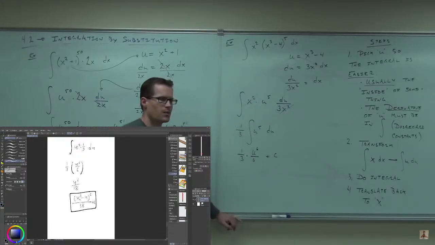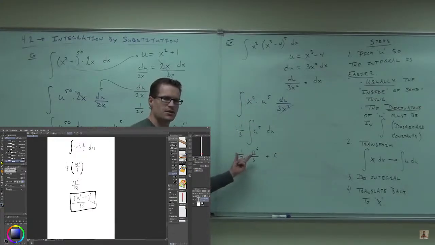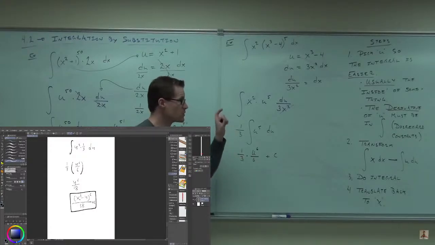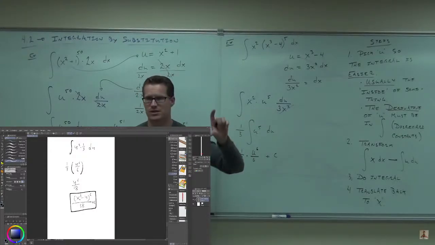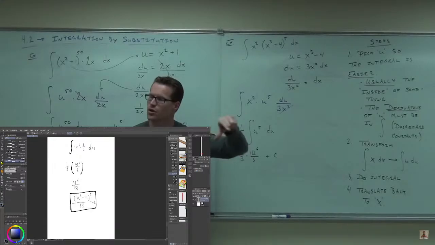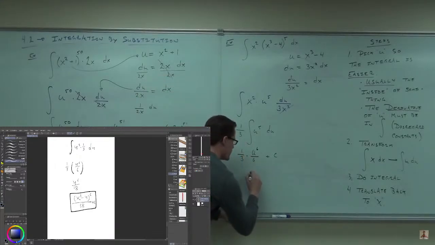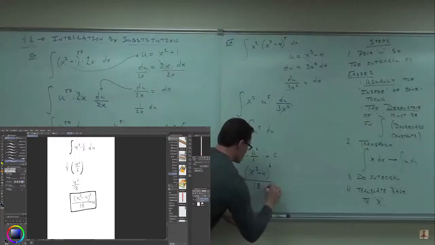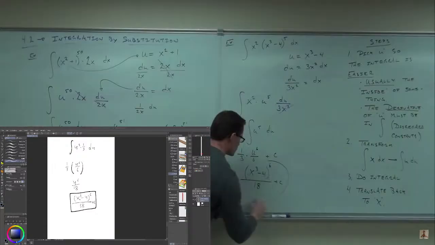We'll do one more step. We're going to multiply those fractions together. We're also going to insert back in what our u is equal to. That's x to the 3rd minus 4. So our final answer should be x to the 3rd minus 4, all to the 6th power, over 18 plus c.